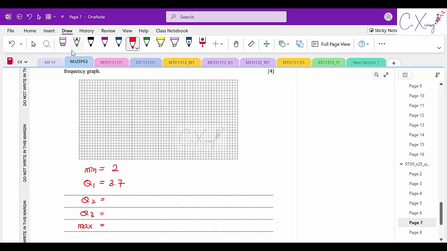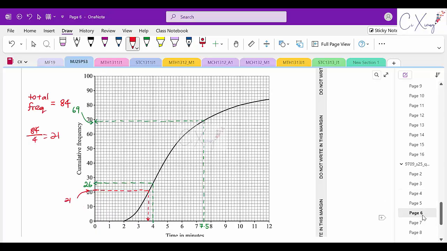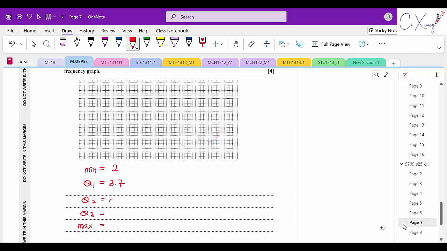Then how about Q2? For Q2 you take 84 divided by 2 because it is in the middle. Therefore you estimate the value from 42. Again, label clearly where your 42 is, draw a line to touch the curve, then reflect it downwards and estimate the value on the x-axis. If you read the value here, it should be 4.9. Then your Q2 is 4.9.